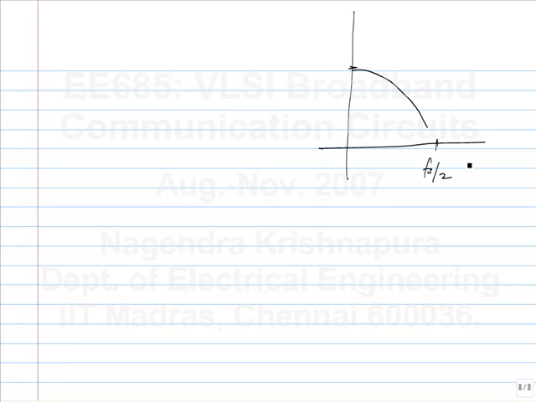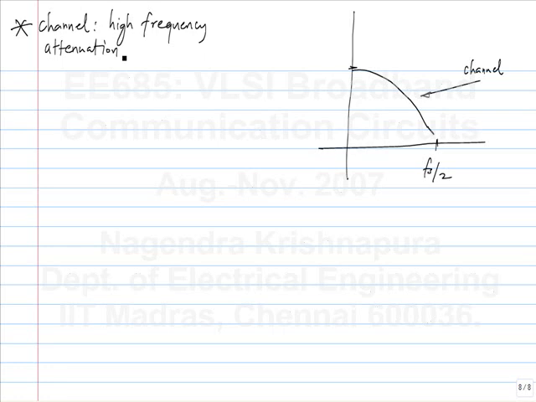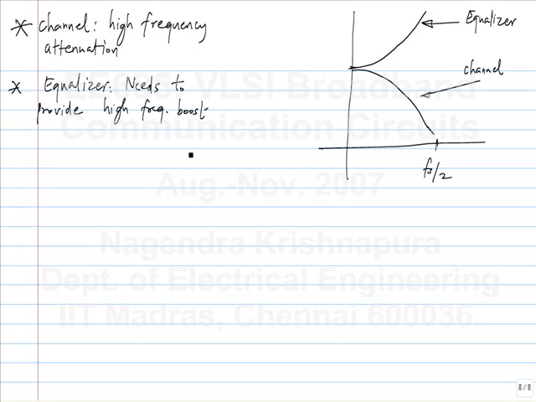So we have a low pass channel typically. So it has attenuation at high frequencies. I will draw stuff only up to fs by 2. This is the channel, and the channel has high frequency attenuation. Then the equalizer needs to provide high frequency boost. This much you can intuitively guess: it is attenuating high frequency, so the pulse is getting rounded off, so it is interfering with many other pulses. So if you provide high frequency boost, things will get better for a channel.